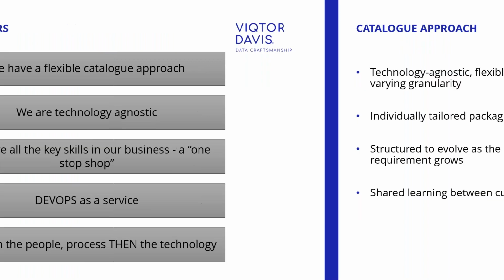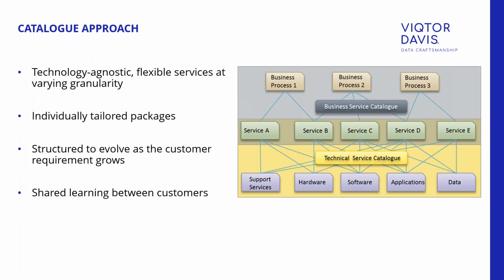So going into a little bit more detail about all of those things. Our catalog approach: we have a catalog of technology agnostic flexible services. What that means is we have a portfolio of different services that, depending on the customer, we can design a customized service package. We may have customers who want to adopt some responsibilities themselves and outsource some to us, and we help build that package with them to make sure it's the right structure for them and delivers the value that they expect.